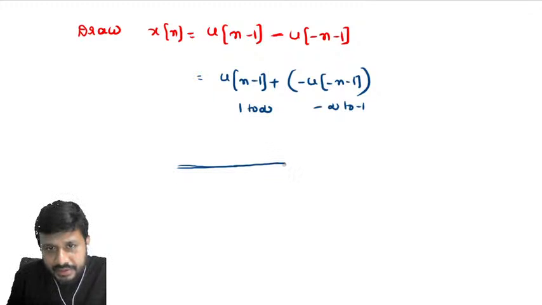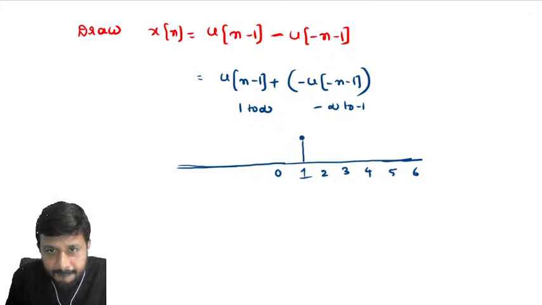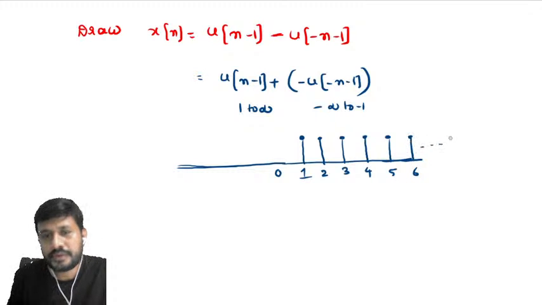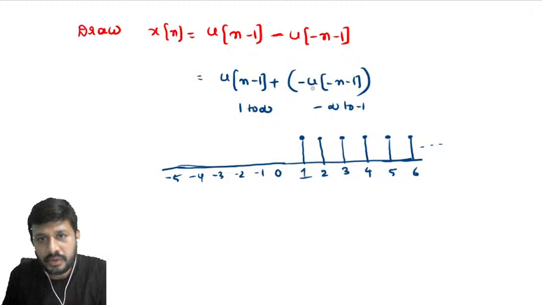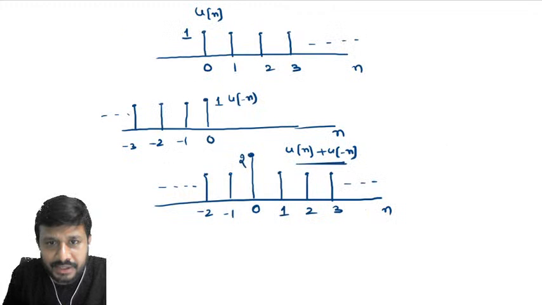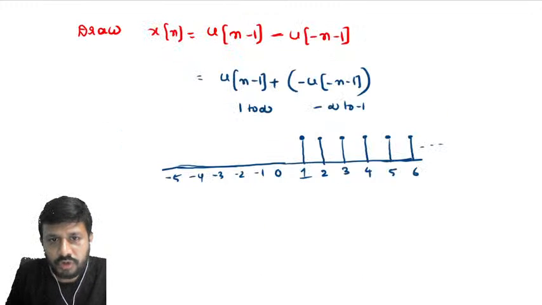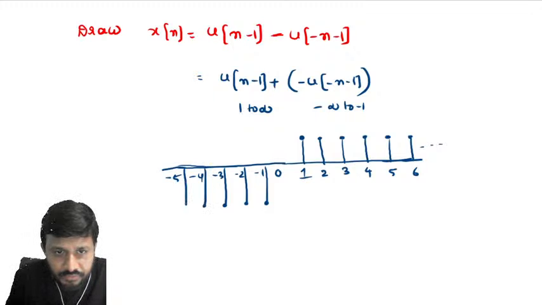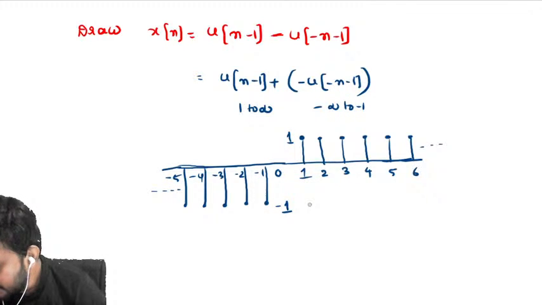So what happens if I add? I can show like this. This is u of n minus 1. And what is minus u of minus n minus 1? Already we are having u of minus n minus 1. Take the amplitude reversal, mirror image along the horizontal axis. So what will happen? Now my dear students, can you tell me what is this signal? Yes Manoj, you are right.